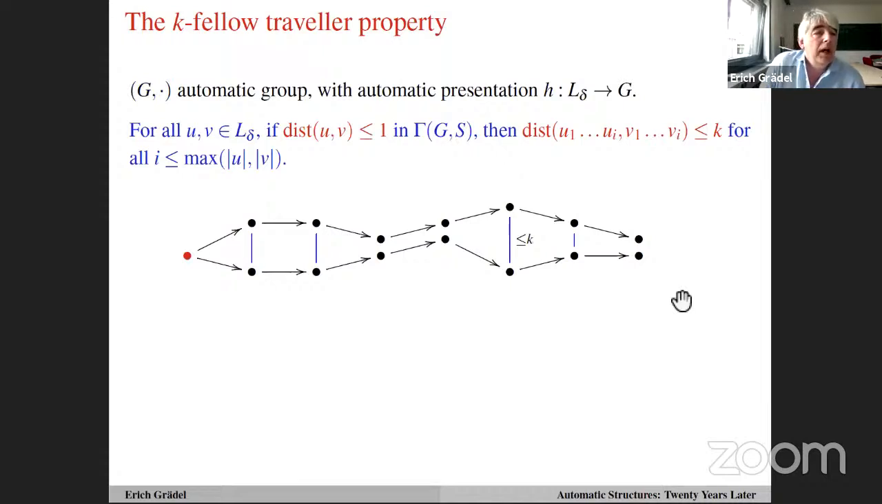Now, an important property of such automatic groups is what is called the K-fellow travel property. So assume that we have an automatic group with an automatic presentation based on the language L delta. Then it is the case that when we take any two words, U and V, which are close together in the sense they're either the same or their distance is at most 1, then also in the way from the beginning to the end, these two words are never further away than a fixed constant k, which is related to the number of states in the automaton that represents the group.